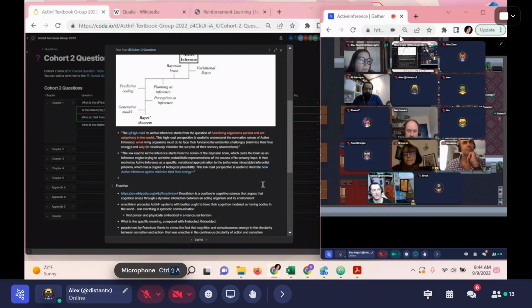And then the low road is starting from Bayes' theorem and continues up through the Bayesian brain, also motivating active inference from a different direction. It is described that the low road perspective is useful to illustrate how active inference agents minimize their free energy. Well, they're not necessarily doing frequentist statistics. They're doing something that we can describe as Bayesian.